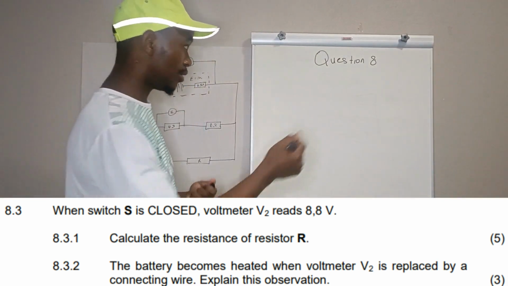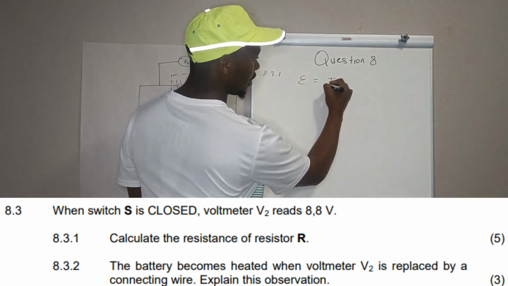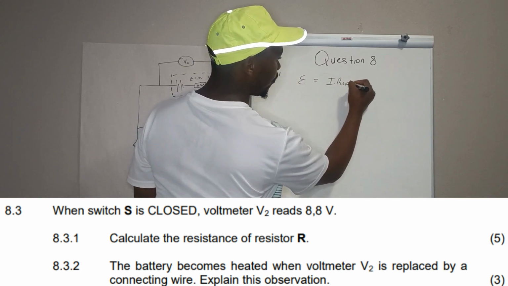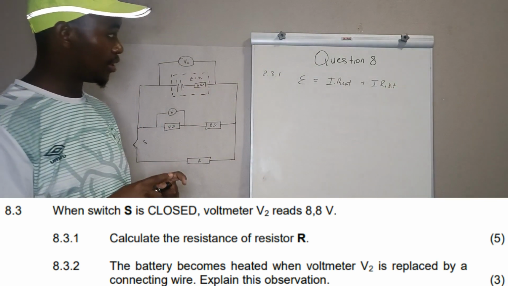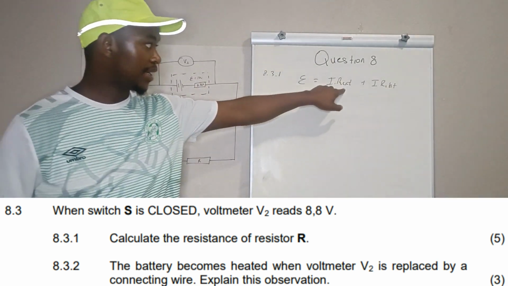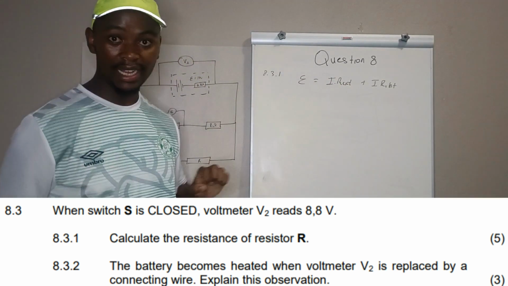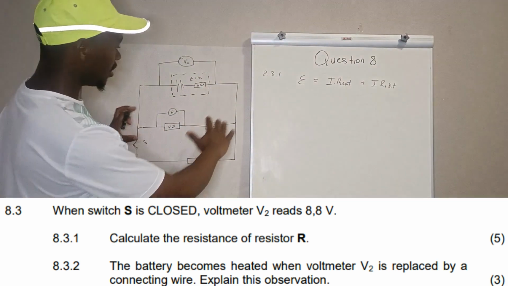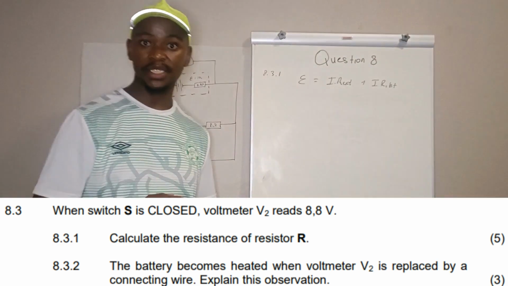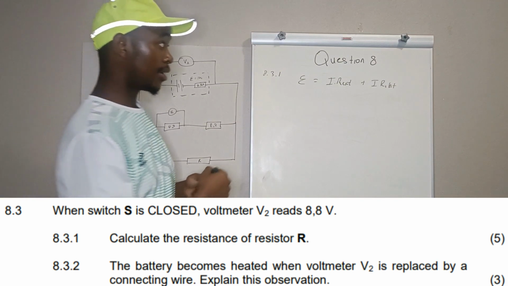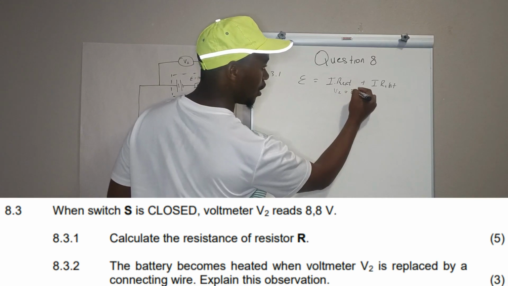Okay, so if we come back to that initial equation, which is, this is 8.3.1, EMF is equal to I times R external plus I times R internal. Let's analyze that equation. There is I times R external and I times R internal. The external resistor and that current denotes the actual voltage that goes to your external resistors. And that is exactly what V2 is measuring. And they're telling us that V2 is equal to 8.8 volts.